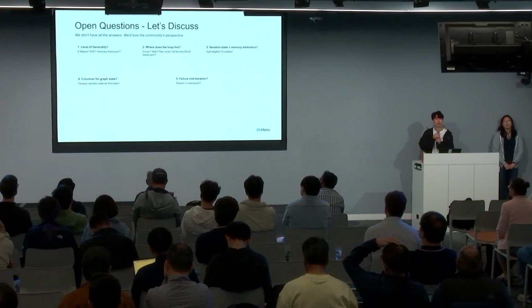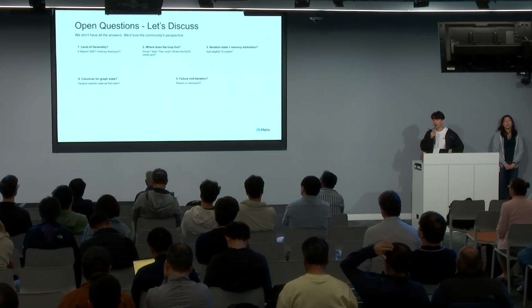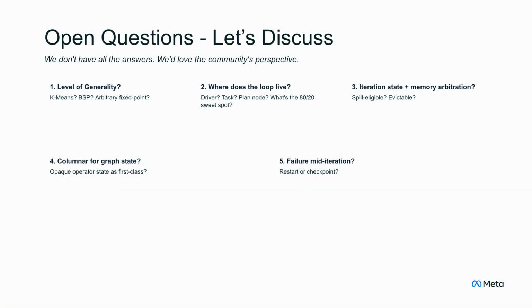But we are still in the early stage. We don't have all the answers, and that's why we are here today. For example, what's the right level of generality? Do we need algorithm-specific support, or do we need to build generic BSP support, or arbitrary fixed-point computation? Where should the loop live: in the driver, the task, or the plan node? And how should the iteration state interact with memory arbitration? Is it long-lived and mutable, or should it be split-able?